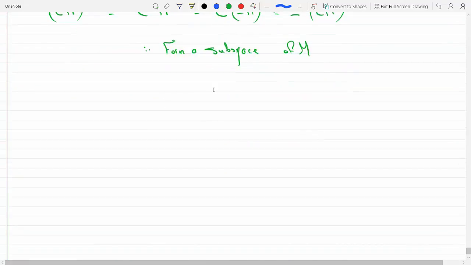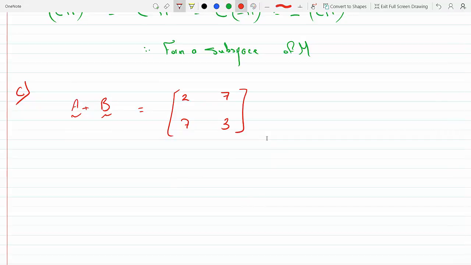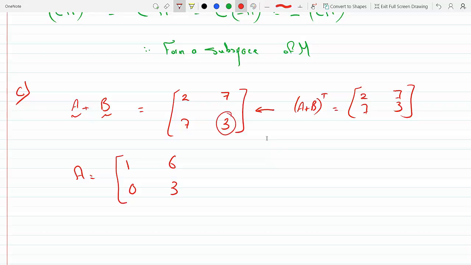So let's take, for example, let me just assume that A plus B is some matrix [2, 7; 7, 3]. Now I could break this up by saying that A is [1, 6; 0, 3]. Now I know that this A plus B is a symmetric matrix, because if I transpose it, I would get [2, 7; 7, 3]. The first row becomes the first column, the second row becomes the second column. Notice that this cell could be anything here. It's really these two that determine the symmetric matrix, because this doesn't change its position.